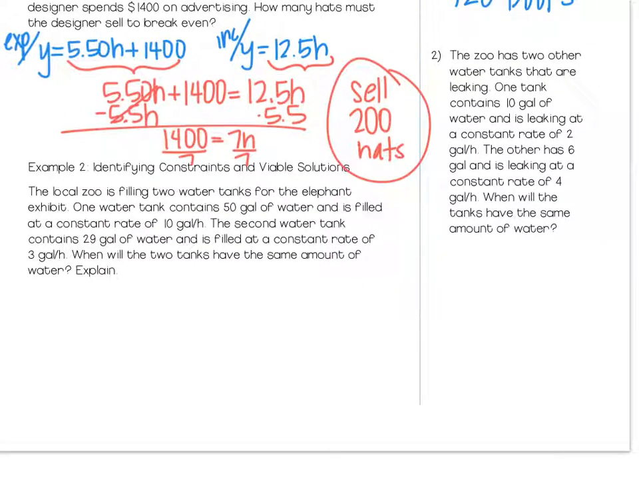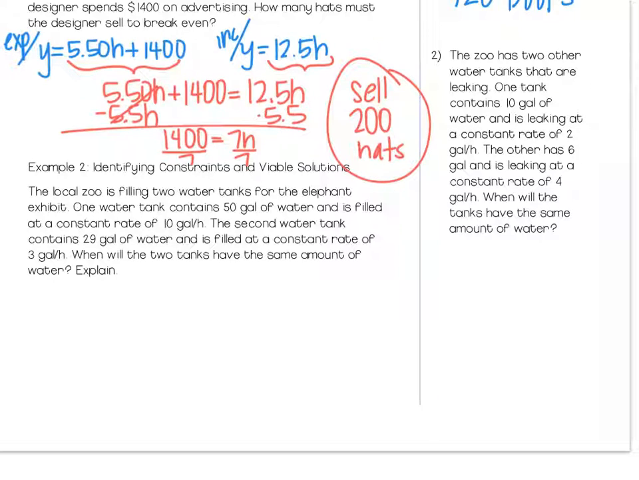Example 2, identifying constraints and viable solutions. The local zoo is filling 2 water tanks for the elephant exhibit. One water tank contains 50 gallons of water and is filled at a constant rate of 10 gallons per hour. The second water tank contains 29 gallons of water and is filled at a constant rate of 3 gallons per hour. When will the 2 tanks have the same amount of water?